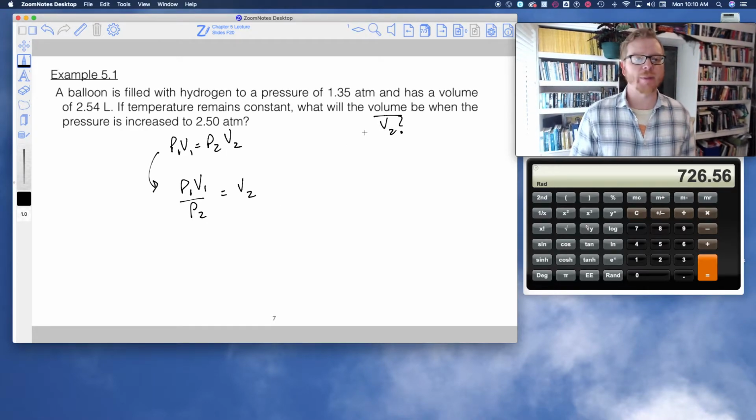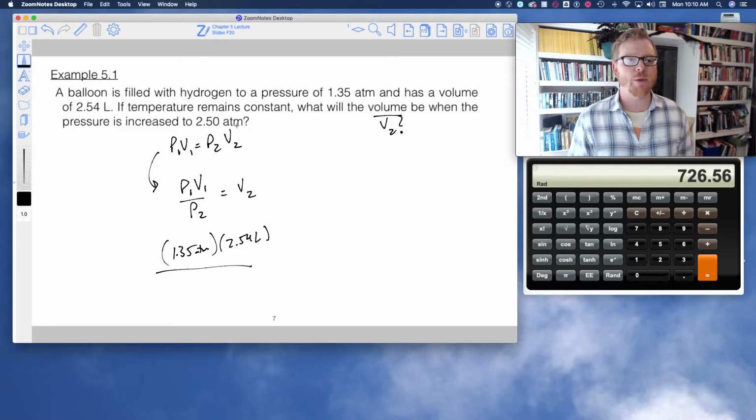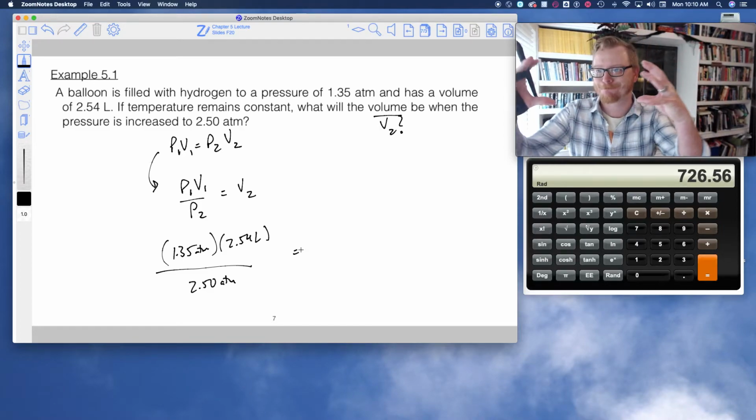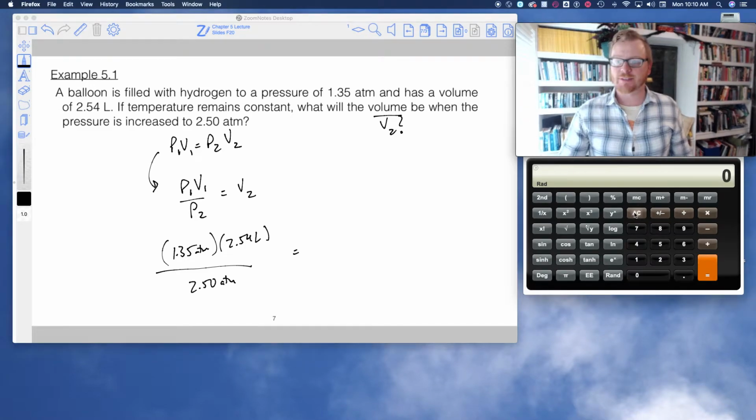So now they tell me P1 is 1.35 atm, times V1 is 2.5 liters, divided by the new pressure, 2.5 atm. It's always good to ask ourselves, do we expect the volume to get bigger or smaller? If we're increasing the pressure, or squeezing it, we're going to make it smaller. Okay, so let's do that simple math.